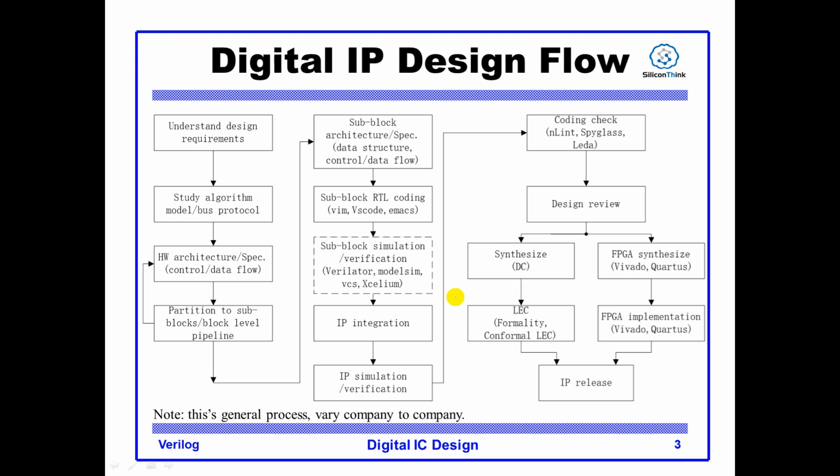Okay, after that, we go to the stage of coding check. That is, you use tools to check your RTL code. For example, you use Lint, or SpyGlass, to check your RTL code. These tools will find some potential errors in your RTL code, such as unintentional latches, combinational logic loops, or something else.